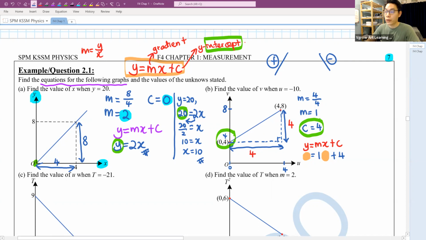So you have to know that this v up here is the y, right? So instead of writing y, I'll write a v. Okay, and then instead of writing x, I'll write a u. Okay, I'll write a u.